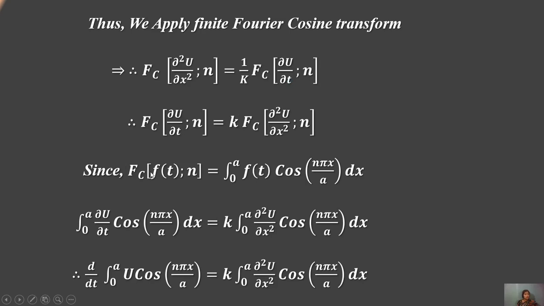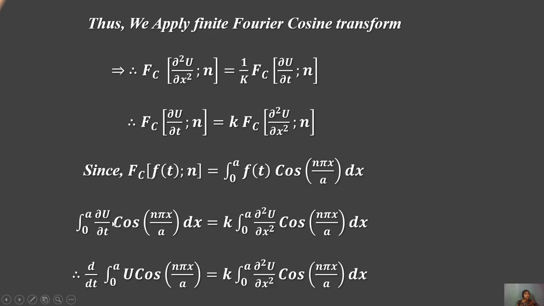Then the condition will be applied. The Fourier cosine formula of f(t) is the integration from 0 to a of f(t) cos(n pi x upon a) dt. Put this value in both the left hand side as well as the right hand side of the formula, same as in the previous lecture.